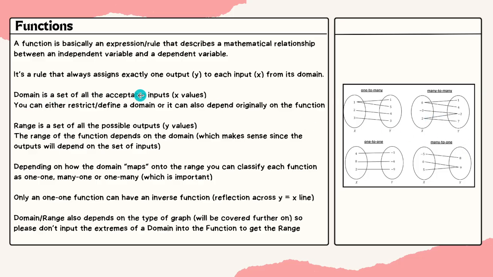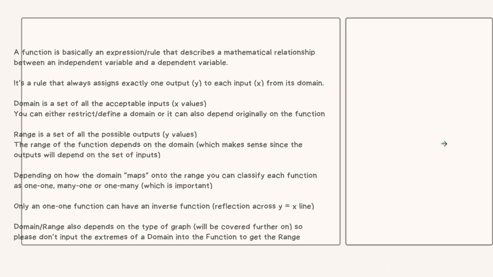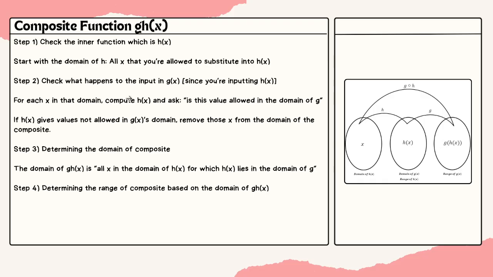Then domain is basically a set of all the acceptable inputs. Then you have range, which is all your possible or acceptable outputs for a function. Depending on how your domain maps onto the range, you can classify each function as one to one, many to one, or one to many. Only a one to one function can have an inverse function.